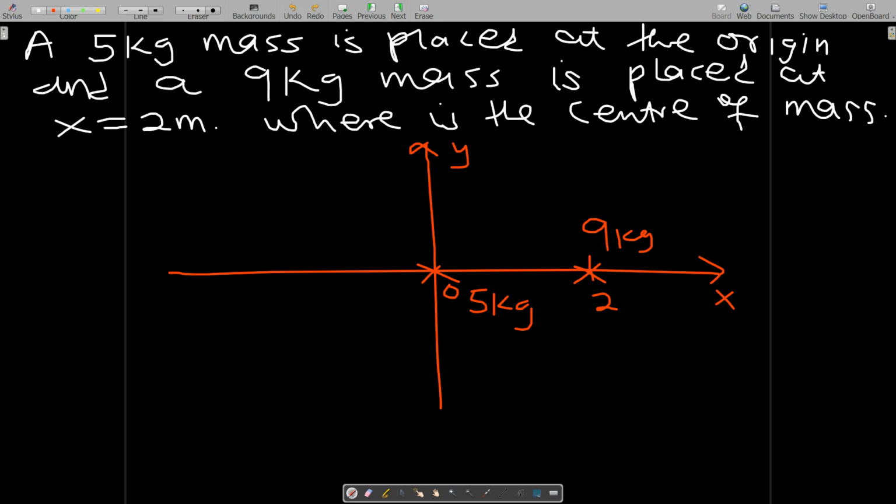Now we know that the center of mass is given as what? At the origin, what is the coordinate? The coordinate at the origin here is 0, 0. And the coordinate at the point x equals 2 meters is what? 2, 0. Now what is my x1? My x1 from the origin is what? 0.